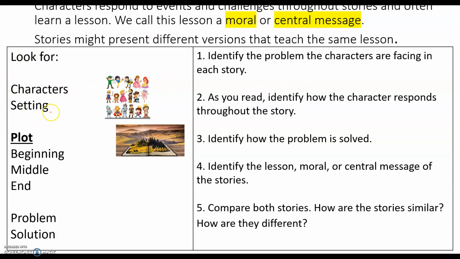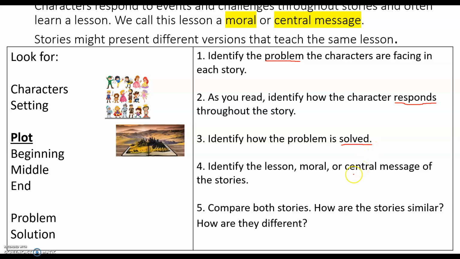So the first thing we're going to do when we're looking for comparisons is we're going to look at the characters and the setting. So you're very used to identifying characters and setting as soon as you start reading. So we'll look for those first, and those are the easiest things to compare and contrast. Then we'll look at the plot. So we'll identify the problem at the beginning. We'll continue reading. We'll identify how the character or characters respond throughout the story. And then, of course, we'll look for the solution.